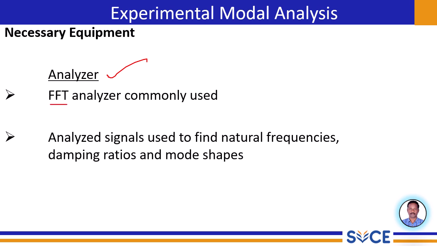FFT means fast Fourier transform. This is a powerful mathematical algorithm that allows us to decompose a time domain signal into its constituent frequency components. In simpler terms, it tells us what frequencies are present in the signal and their amplitudes. This frequency domain representation is absolutely crucial for identifying natural frequencies of the structure.